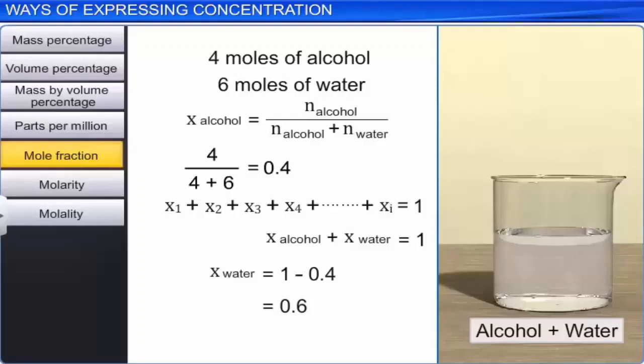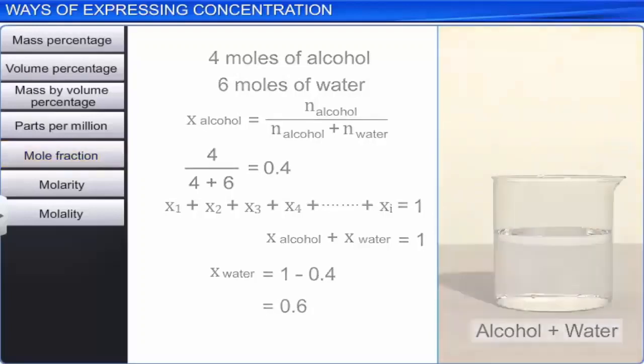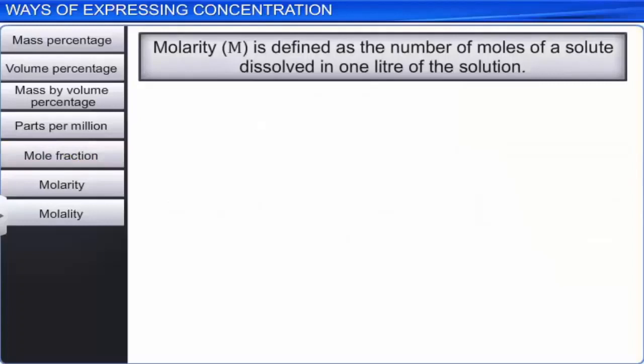Let us now look at another frequently used concentration term, molarity. Molarity is defined as the number of moles of a solute dissolved in 1 liter of the solution. It is represented by capital M. Mathematically, the molarity of a solution can be represented as M is equal to n, the number of moles of solute, divided by V, the total volume of the solution in liters.